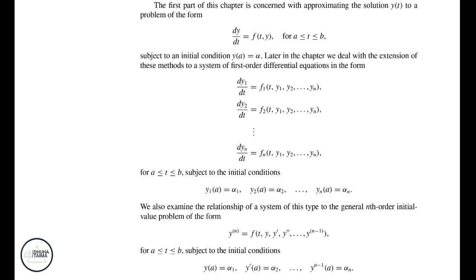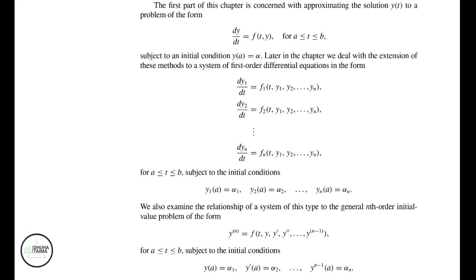Later in the chapter, we deal with the extension of these methods to a system of first-order differential equations in the form dy1/dt equals f1 of t comma y1 comma y2 up to yn, dy2/dt equals f2 of t comma y1 comma y2 up to yn, and so on up to dyn/dt equals fn of t comma y1 comma y2 up to yn for a less than or equal to t less than or equal to b, subject to the initial conditions y1 of a equals alpha 1, y2 of a equals alpha 2, up to yn of a equals alpha n.